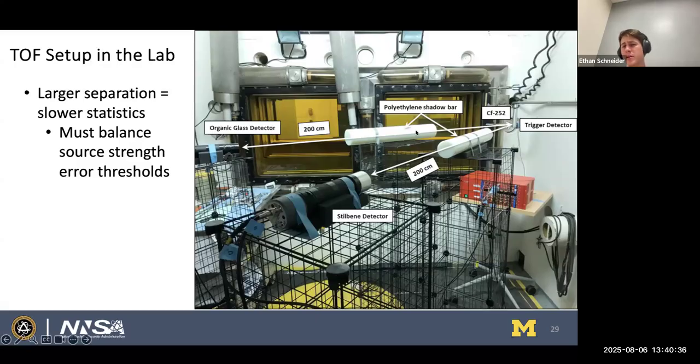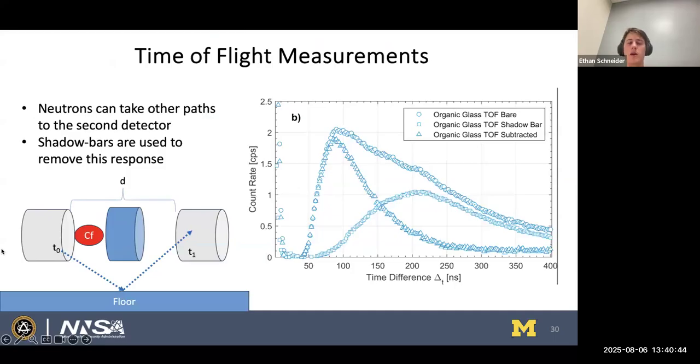Another thing you have to consider is, of course, room return here. So you can see there's a polyethylene shadow bar here. In the previous little animations I showed a very idealized system where you have a single neutron that passes through as if there's a vacuum and it's only going one direction. Remember, these are isotropic sources. They'll produce neutrons in all different directions. So your neutrons can bounce around at any point and they might not take a direct flight path. Instead of going straight, neutrons can bounce off the floor, and we get this different path here.